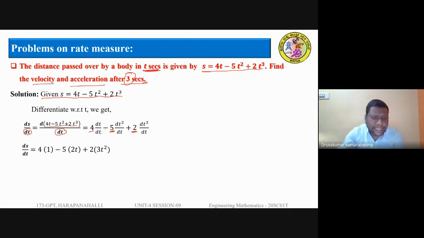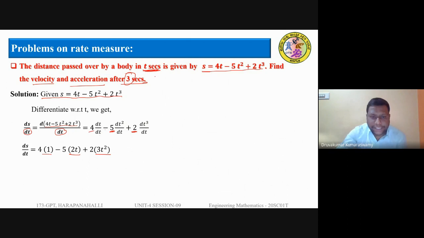Okay. Then if you differentiate, as usual, suppose we take x: dx by dx is 1, right? So dt by dt is 1. Then differentiation of t square is what? Differentiation of x square is 2x. So differentiation of t square is 2t. Then differentiation of t cube is what? 3t square. That's what we have written.